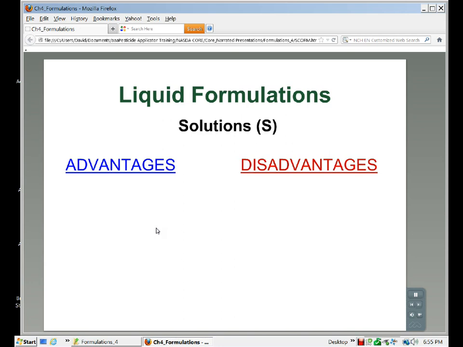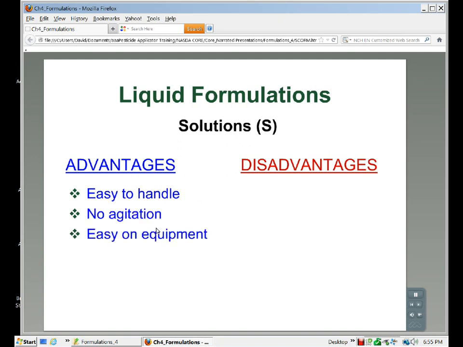Liquid solution formulations are easy to measure and mix. They don't need agitation. They're not abrasive to application equipment and don't plug screens or nozzles. Phytotoxicity is not a concern. Solutions are used both indoors and outdoors. There are no disadvantages to solutions.